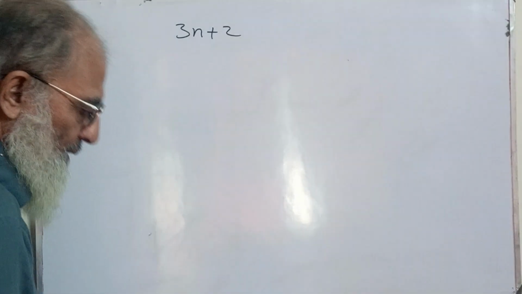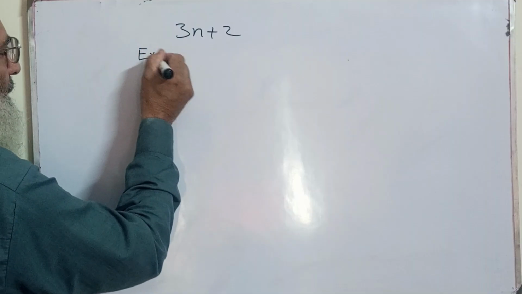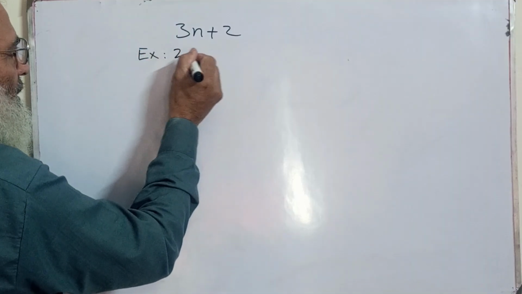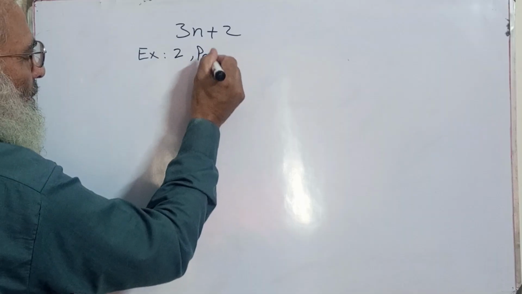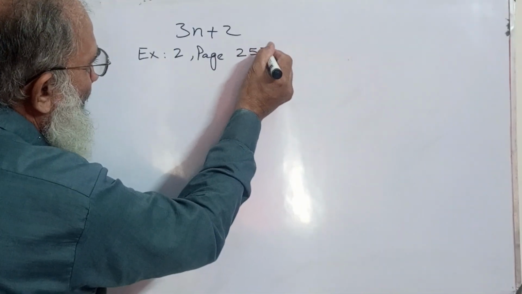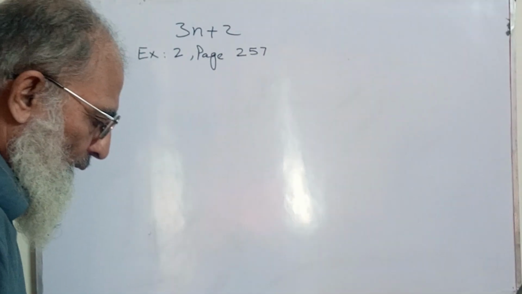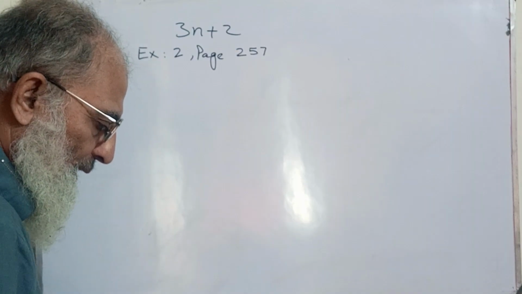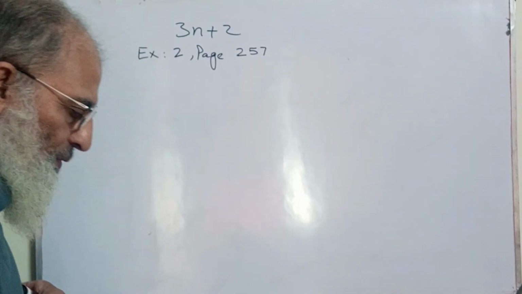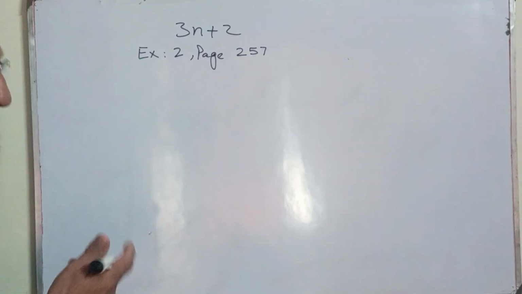So there is example 2, worked example 2, on page 257 of the book I just showed you. Now what does it say? Find the general rule for the nth term of the sequence. Though this has been explained very beautifully in your book, let me explain in my own words.